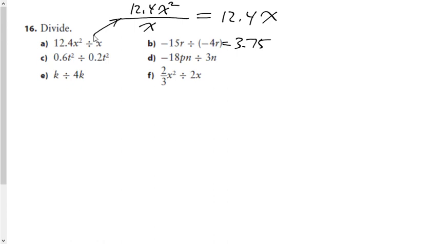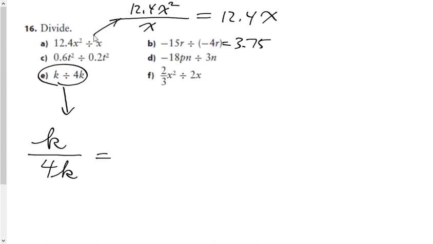Of the remaining ones, let's just try these two. I'm going to do these two. So here we're going to break it into k over 4k, okay? And when I break it into the coefficients, it's going to be 1, which is the coefficient that's not written over here, over the bottom coefficient, which is 4, multiplied by k over k.